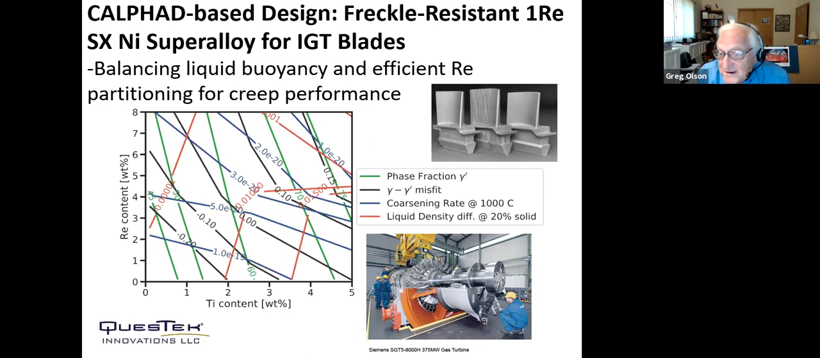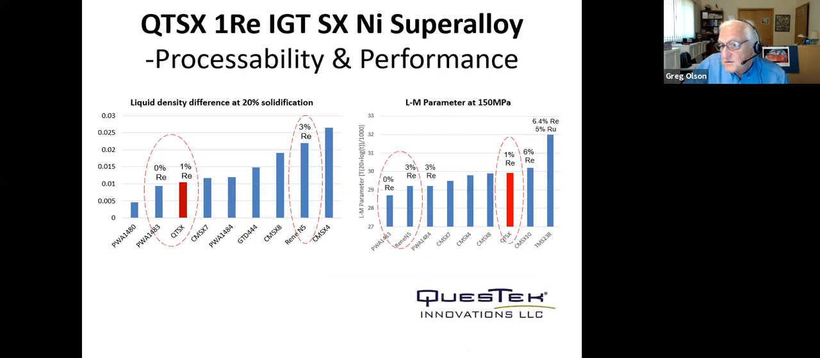Fortunately, 15 years later, we got the opportunity at Questek to come back to this problem under DOE support. And we took that multi-database strategy, found the best database for each attribute, and found that now we could not only constrain the partitioning, the buoyancy of the liquid to be processable, but as well, we were able to use the multi-component thermodynamics to more efficiently partition rhenium between gamma prime and gamma and make more efficient use of it.